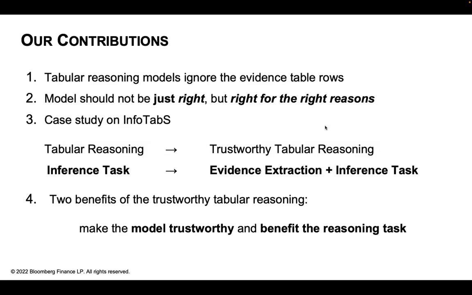Overall, the contribution of the paper is, we show that tabular reasoning models ignore the evidence table rows. We argue that the model should not be just right, but also right for the right reasons. We did a case study on the InfoTabS dataset. We converted the task of tabular reasoning to trustworthy tabular reasoning. That trustworthy tabular reasoning basically converts the inference task to an evidence extraction plus inference task, a two-step sequential process where the first step is evidence extraction followed by the natural language inference task. We saw that this approach has two benefits. First, it makes the model trustworthy, and second, it also benefits the downstream performance in the reasoning task.